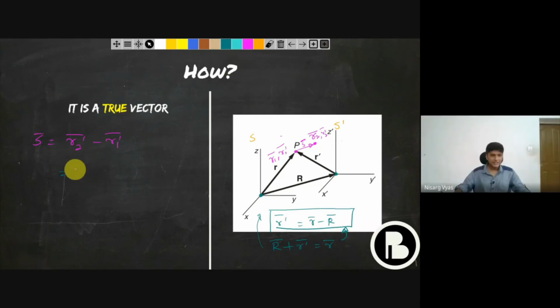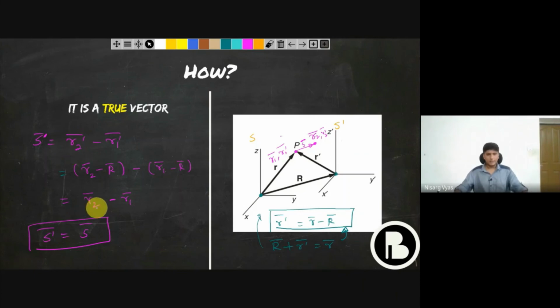And if you can see this, you will not be surprised if I write this as R2 vector minus R vector, minus R1 vector minus R vector. If I write it like this, this is our S prime, right? It is R2 minus R1. The R will get cancelled out, and this is nothing but the S vector. So even if you change the frame of reference, this S vector will not change. This is the mathematical proof that the S vector will not change wherever you change the reference frame, if you know that the frames are shifted by a constant amount. If this R is varying by itself, then things are different.